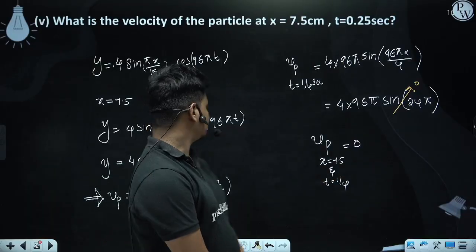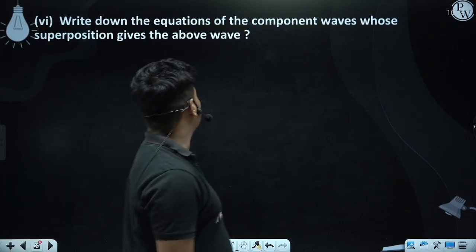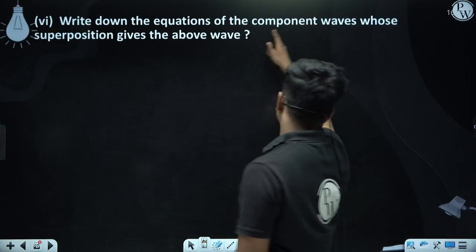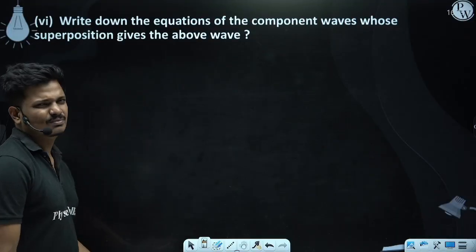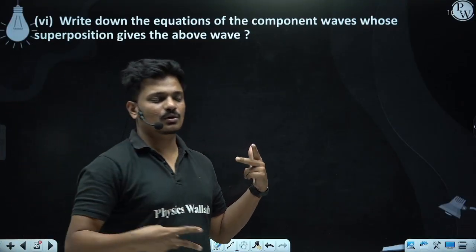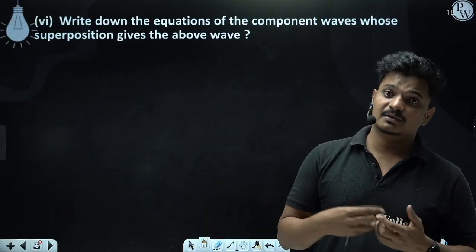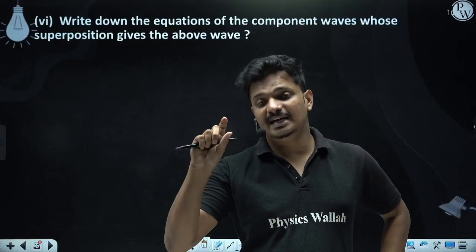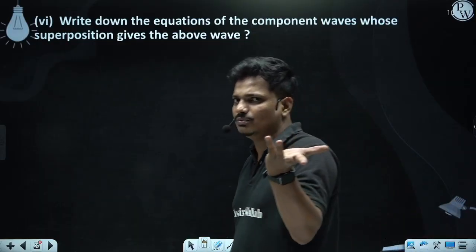The next one, the sixth question, the last question. Write down the equation of the component waves whose superposition gives the above wave. So we know how to develop a standing wave from two component waves. Here we know sin kx and cos omega t are present.